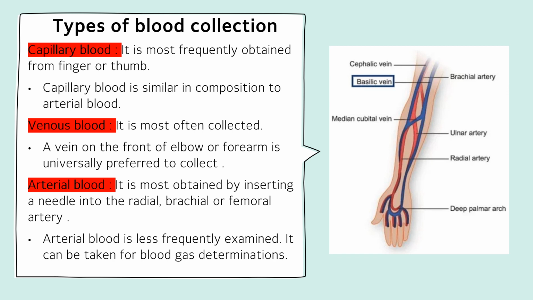So venous blood is the most often collected. A vein on the front of the elbow or forearm is universally preferred to collect venous blood. Arterial blood is most often obtained by inserting a needle into the radial, brachial, or femoral artery. Arterial blood is less frequently examined. It can be taken for blood gas determination, nothing but ABG.